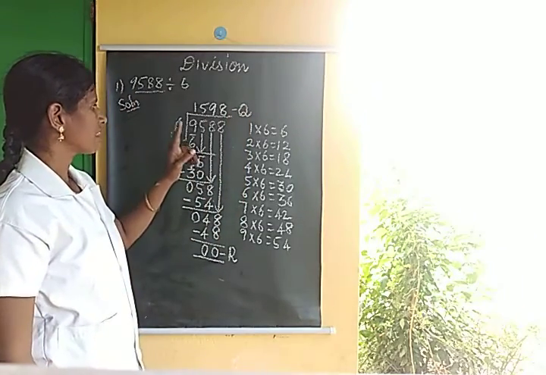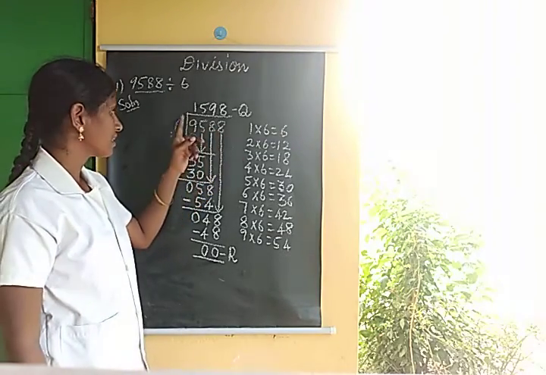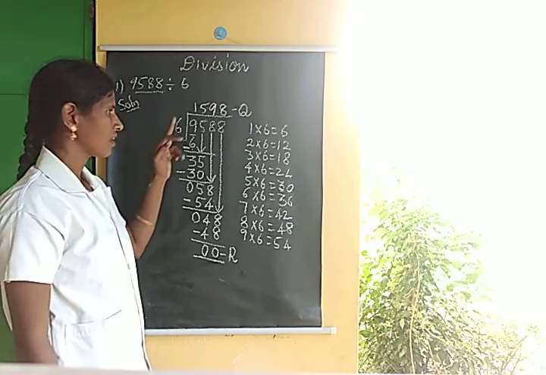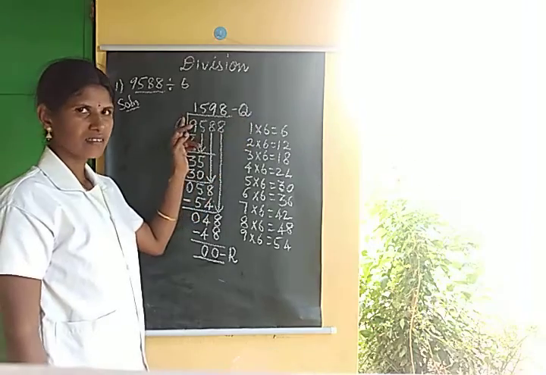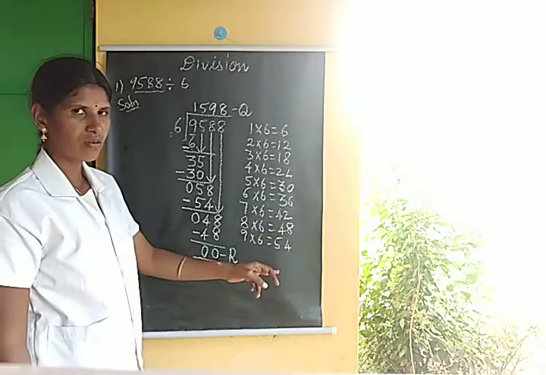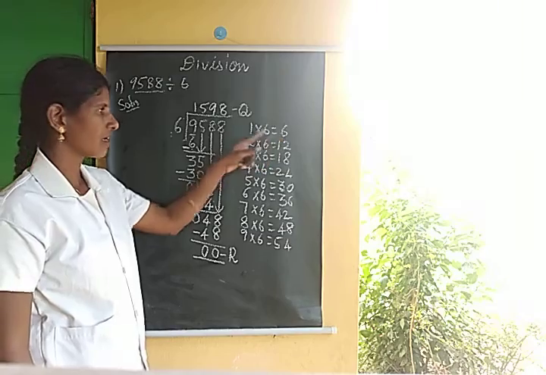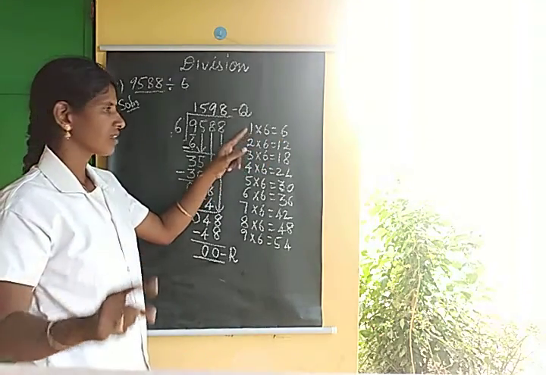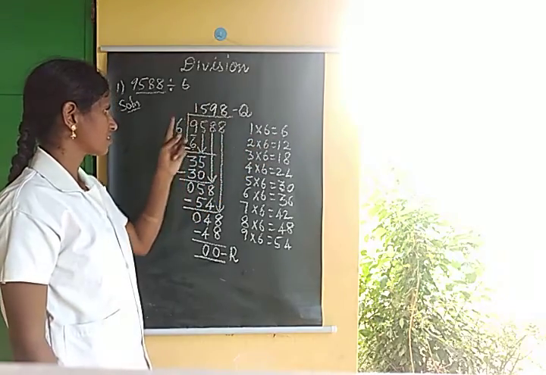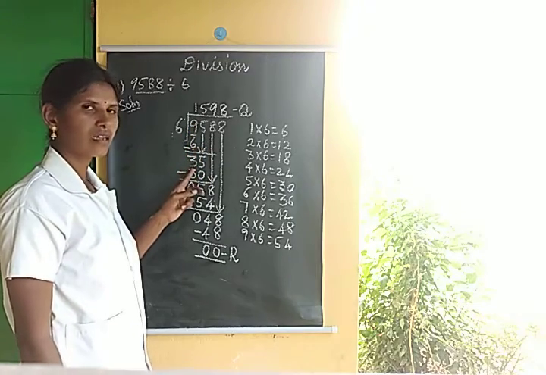See here. This is the dividend, 9588. The divisor we have to write on the side, 6. Then mark like this, and then take the first number. 9. Is 9 there in the answer? We have to check. 9 is not there, so less than 9, 6 is there. How many times? 1 time. That 1 should be in the quotient place. What is the answer? 1 6 is 6. Write it down here, and then subtract. 9 minus 6, 3.